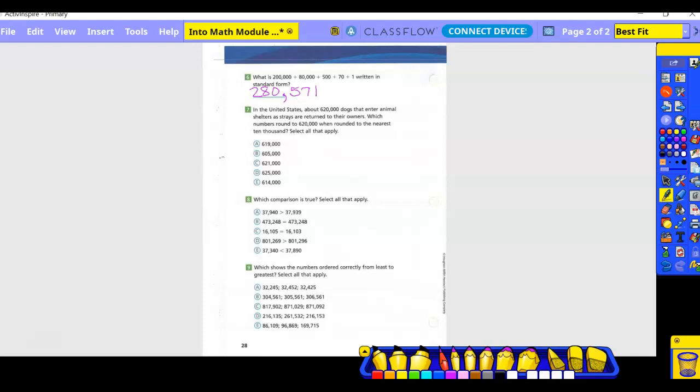Number 7. In the United States, about 620,000 dogs that enter animal shelters as strays are returned to their owners. Which numbers round to 620,000 when rounded to the nearest 10,000? Select all that apply. So I'm going to circle on these. So the 10,000s is the 1 and underline the 9. Would that be rounded to 620,000 or would it be 610,000? 620, so I can pick letter A.